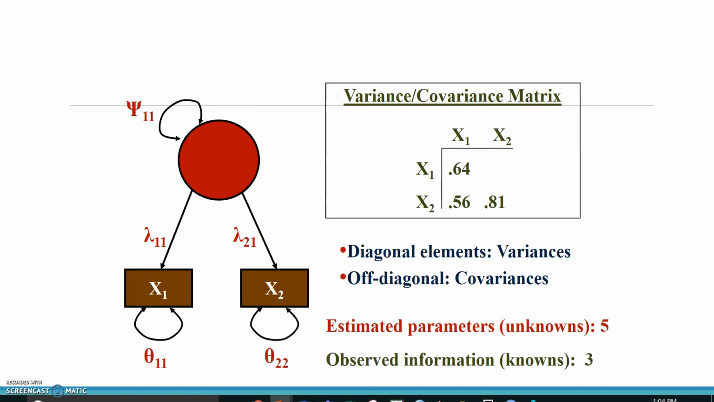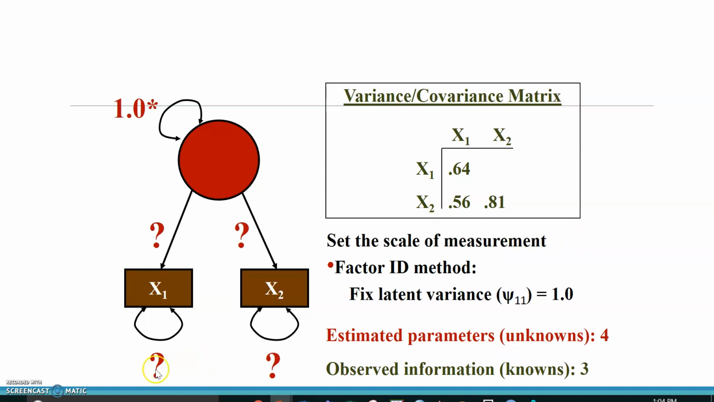So skipping through, when we get to 2 indicators, we're starting to get a lot more information. So just by having 2 items, we now have 3 different things that we know. Unfortunately, we're still trying to estimate 1, 2, 3, 4, 5 things here. We still don't have the identification that we need. We're still under-identified.